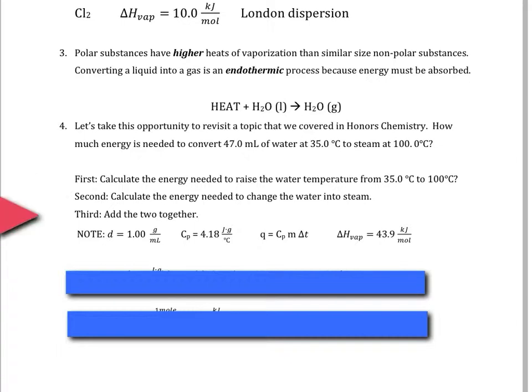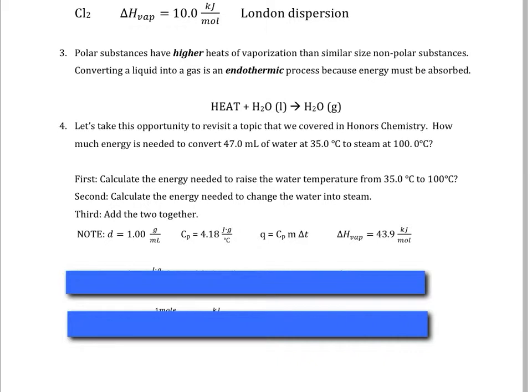The next step will be to calculate the energy needed to change the water into steam. In order to do this, we need to use our constant. For water, it'll be 43.9 kilojoules per mole. Now notice some conversions are going to be necessary here. Don't forget, this is in joules, this is in kilojoules. Also, this is in grams, this is in moles. The third step will be just to add these two together.